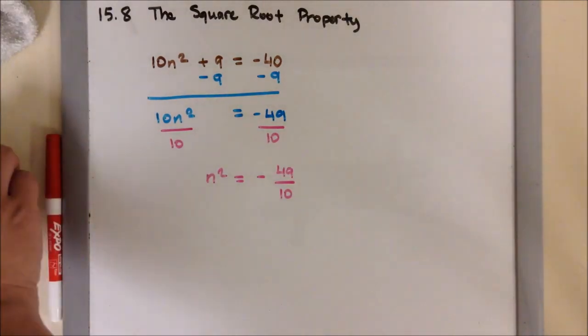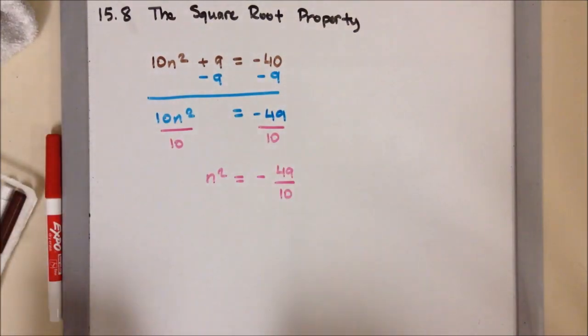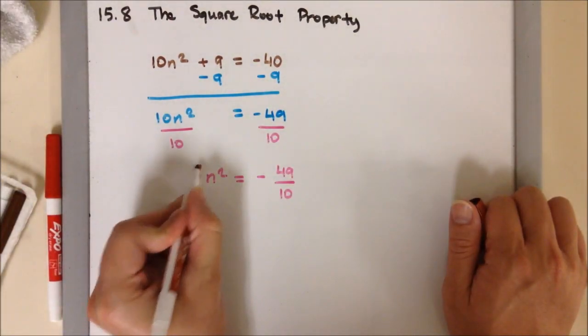From there, if you want to get n squared to become n, meaning that you want to get rid of the square, you're going to have to square root both sides.